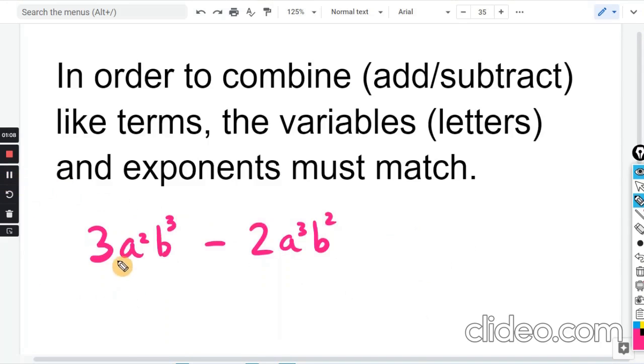So let's say we had 3a squared b to the third minus 2a to the third b squared. There is nothing you can do to combine these terms, okay, because a is to the second power and a is to the third power. B is to the third and b is to the second. These do not match, therefore we cannot combine them.